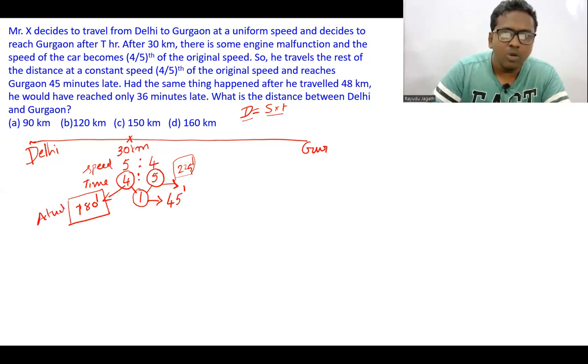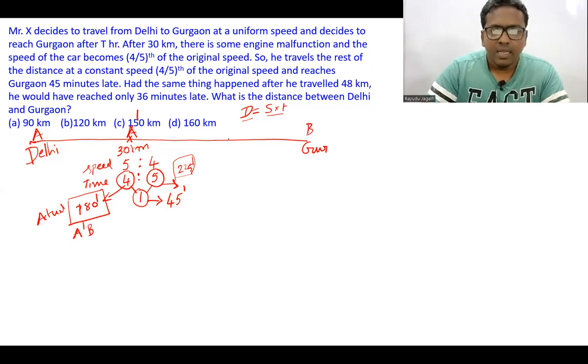Actual time from the 30-kilometer point to Gurgaon. So the 30-kilometer point you consider as A dash, Delhi as A, and Gurgaon as B. So the actual 180 minutes corresponds to A dash B. Next, if the fault would have occurred after traveling 48 kilometers from Delhi instead of 30 kilometers.